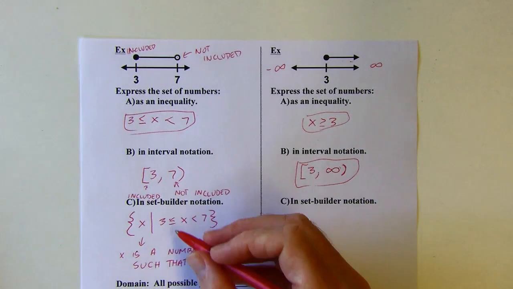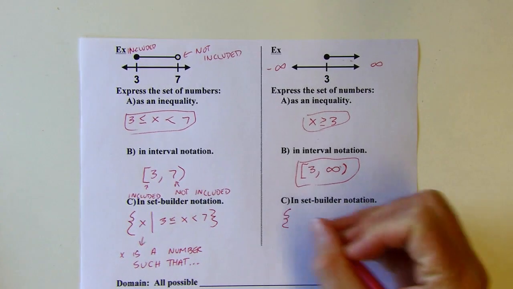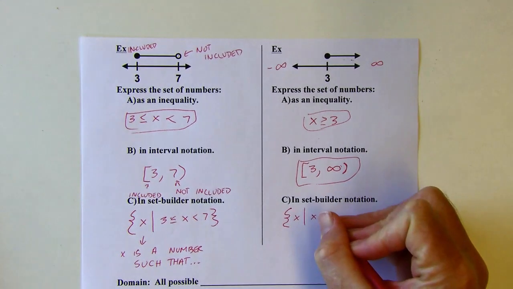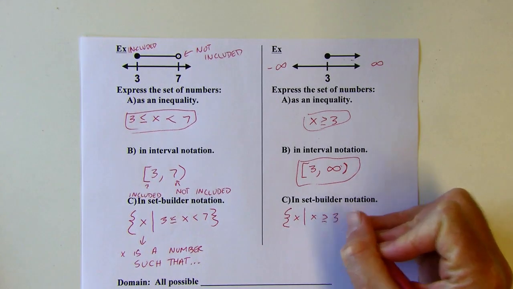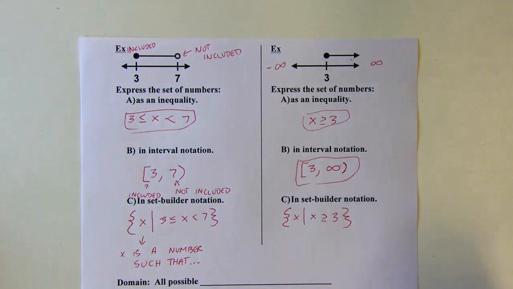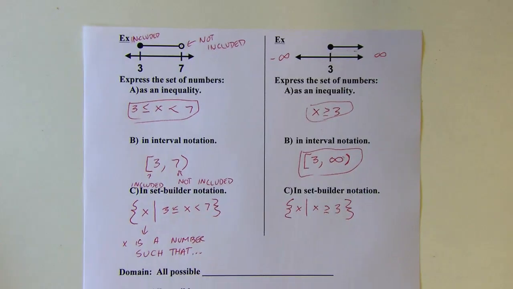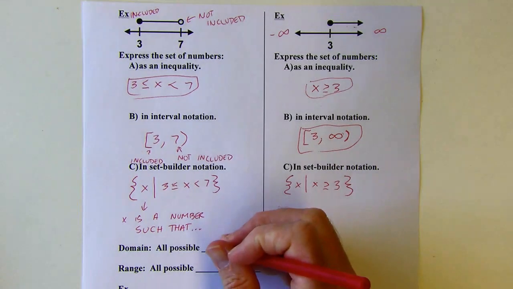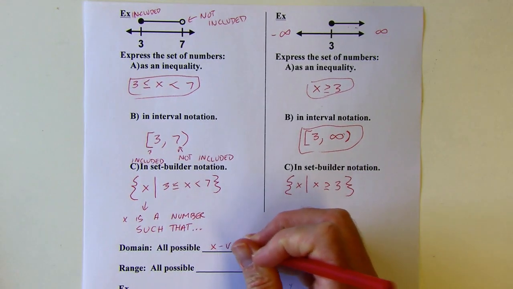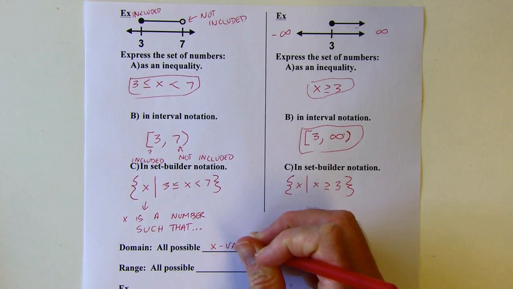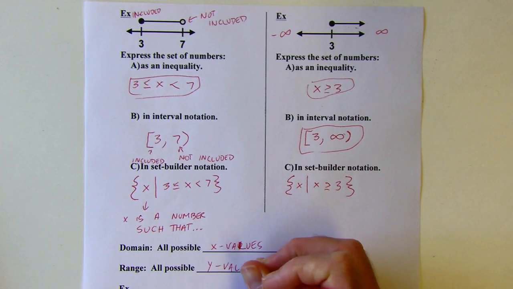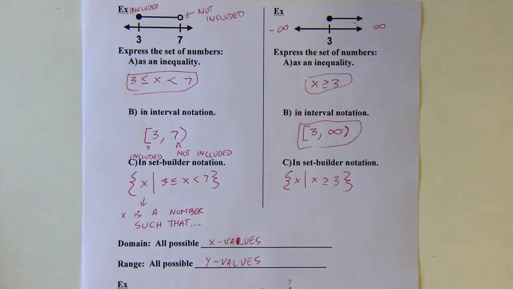So set builder notation is going to be pretty similar to what I had in the other example. X is a number such that, and then I'll just use this inequality. X is a number such that x is greater or equal to 3 is what this means, okay? All right, let's talk about domain and range. So the domain is going to be all of the possible x values in a given function or set of numbers. And then the range is all the possible y values. These are alphabetical, right? D comes before R in the alphabet, X comes before Y, so that's how you can remember which is which. All right.